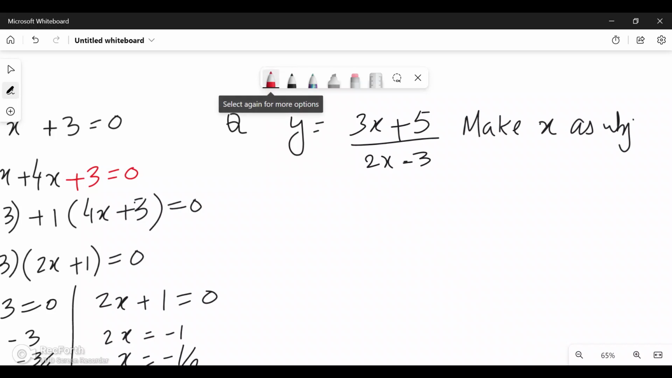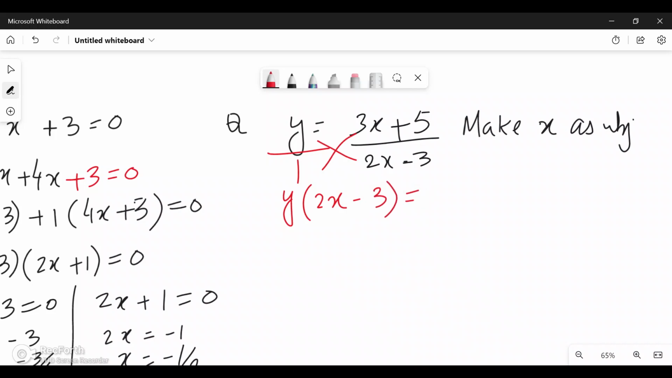So we are supposed to make x the subject of the formula in this question. As you can see, we have a fraction on the right side. Whenever you have a fraction, you are supposed to cross multiply in order to make them simpler. So I will multiply this y with 2x minus 3, and 1 will multiply it with 3x plus 5.